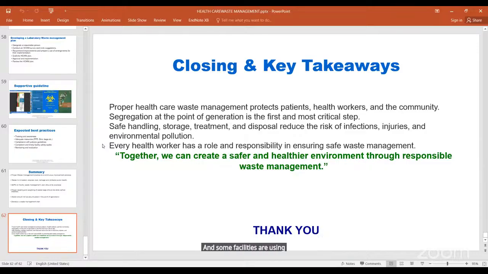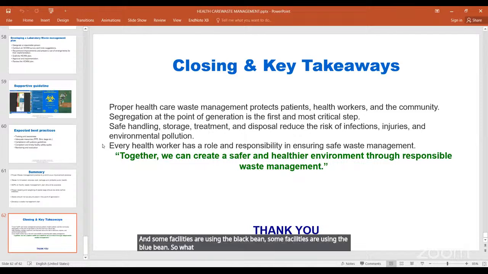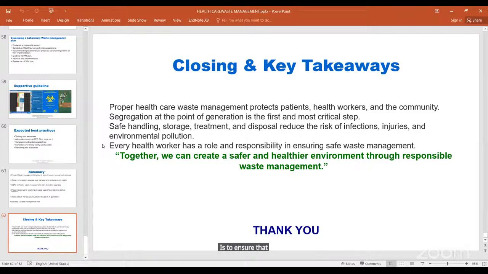Food stuff. For example, we have said that we have the waste segregation bin, and some facilities are using the black bin, some facilities are using the blue bin. So what you need to do is to ensure that the waste segregation is done well, so that that bin only has the food stuff. And this food stuff can be given to pigs. You sell them to pig farmers. Some people sell them to those who rear kitchen.